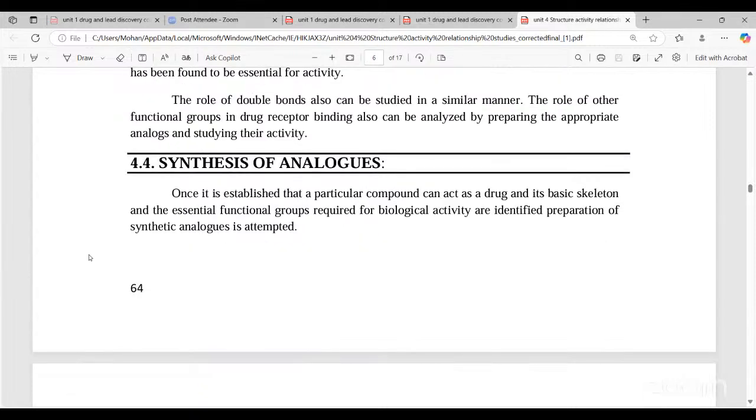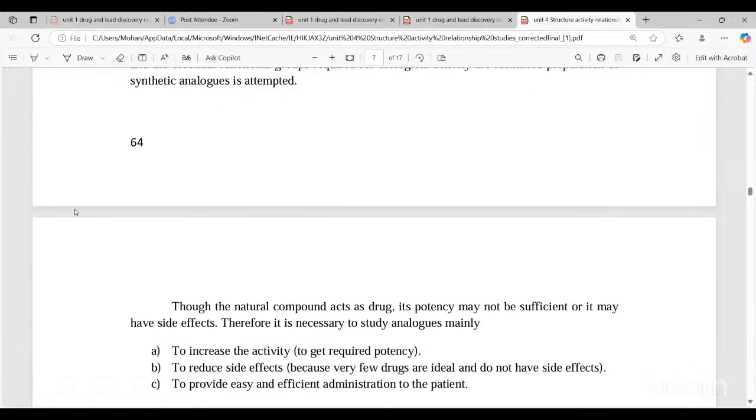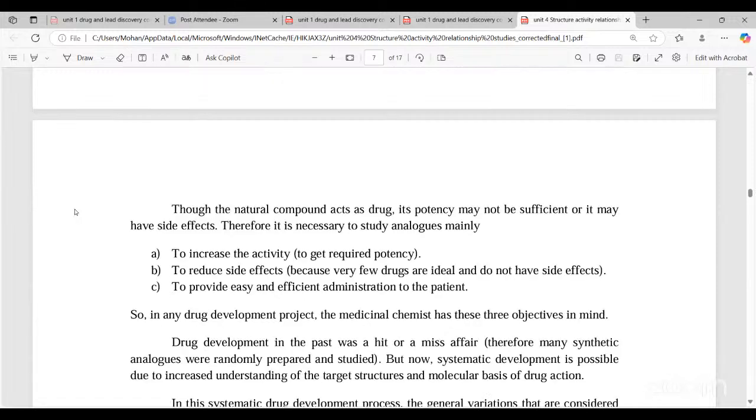and studying their activity. Next, the synthesis of analogs. Once it is established that a particular compound acts as a drug, and its basic skeleton and the essential functional groups required for biological activity are identified, synthetic analogs are attempted. The natural compound acts as a drug, but its potency may not be sufficient or it may have side effects.